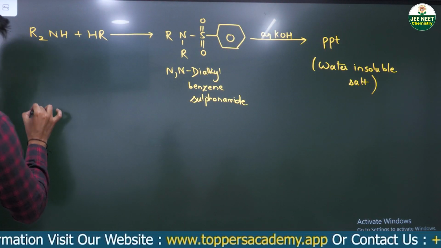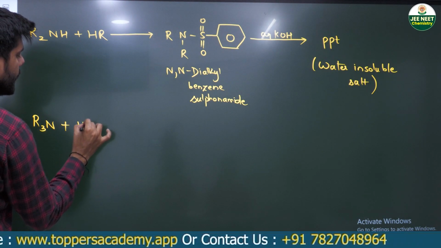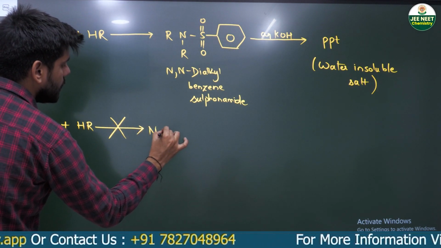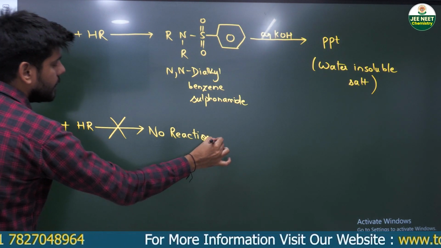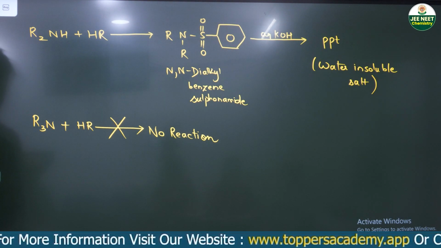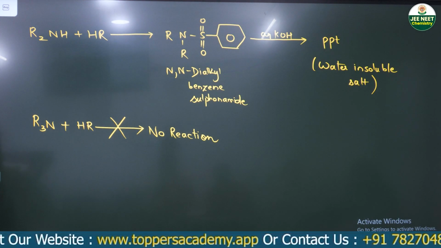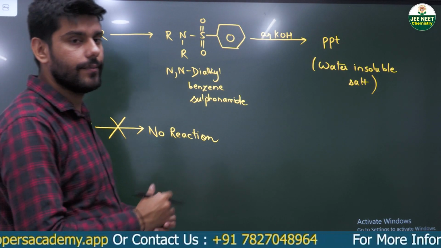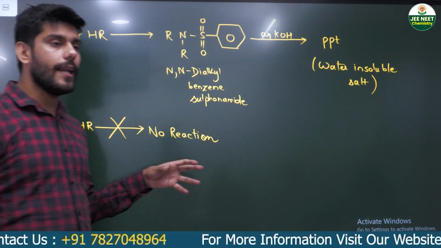And when you have 3 degree amine and you react it with Hinsberg reagent, there is no reaction. Tell me if this point is clear. Yes, sir. Is that clear to everyone? Please note it down.